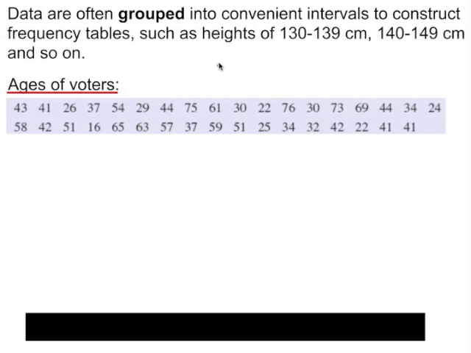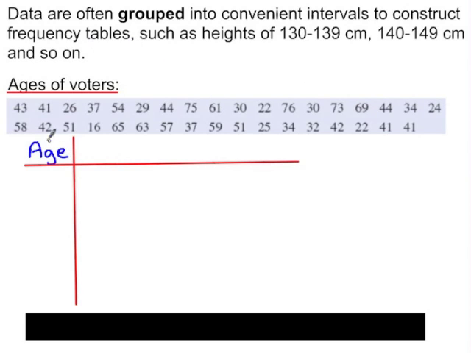Sometimes for convenience, we group our data into intervals in order to make it easier to collect the data. So imagine we're back at that polling station again. We're going to collect the ages of voters. This time we're going to use a frequency table to collect the data. Our age intervals, we can group however we like, but I'm going to go 10 to 19, 20 to 29, etc.